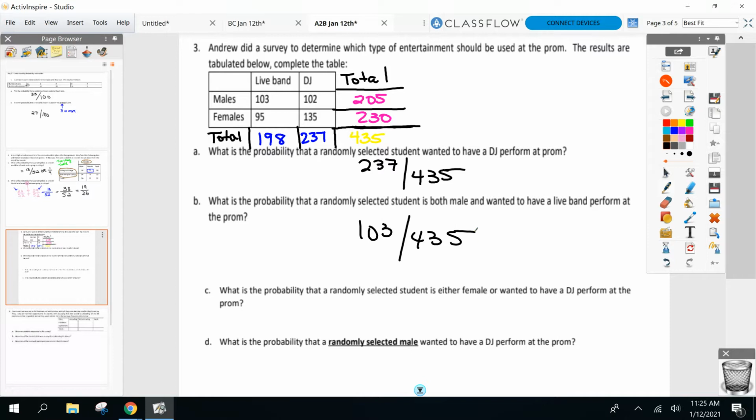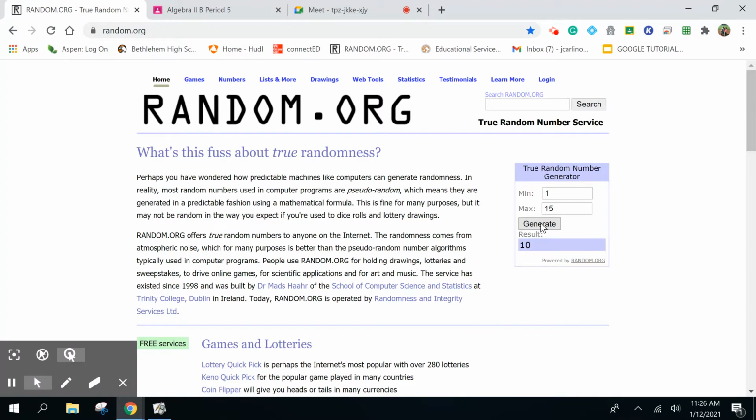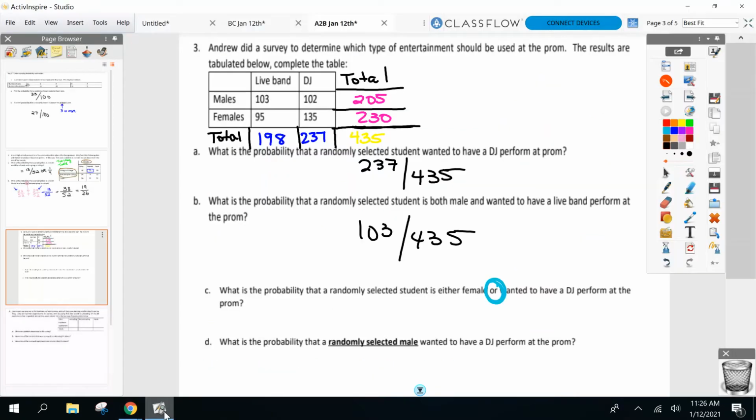We're moving. All right, let's slow it down because now they get a little tougher. You select a student that's female or wants a DJ. Female or wants a DJ. All right, let me start with the female part. How many females do we have working here? Caroline, how many females? 230. 230 out of 435.